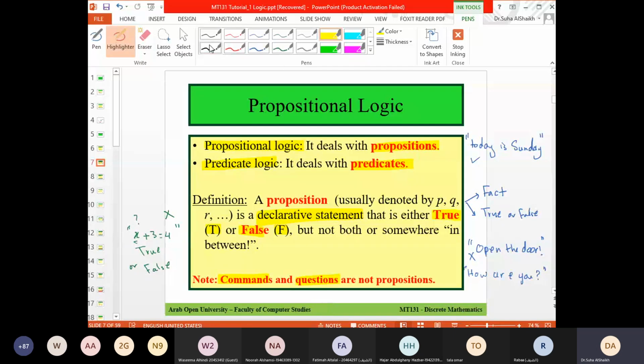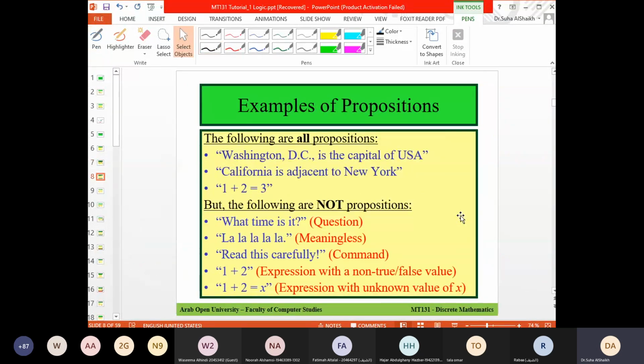Okay? Now when I have a statement like today is Sunday, we refer to it with a small p. Instead of saying today is Sunday, I say the proposition p. I can refer to it with the letter q as well, or small r. We can use those small letters, usually p, q, r, and s, to refer to a proposition. I give it a name to make a short version of my proposition. Okay? Clear?